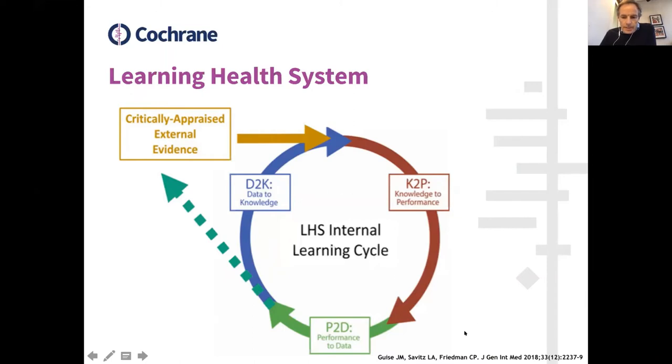In this paper, Chuck, together with some Cochrane colleagues of ours, really clarified that there is a necessary step in which a given health system is also incorporating critically appraised external evidence. Again, at the moment, that's largely summary data in the form of conventional systematic reviews, but increasingly that will be synthesized evidence based on individual participant data.